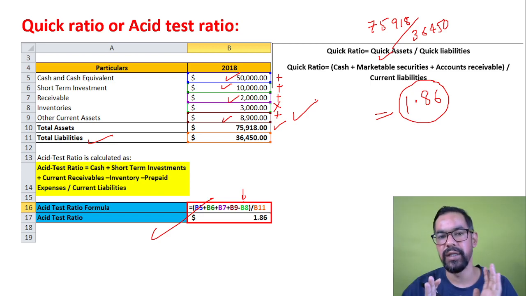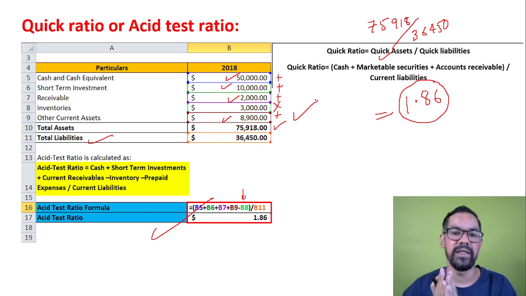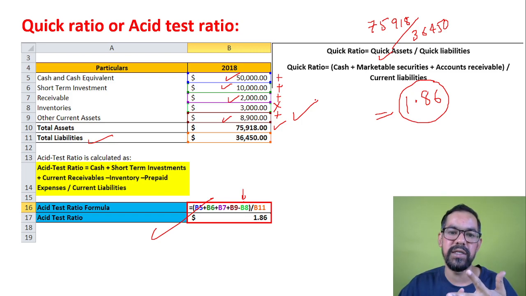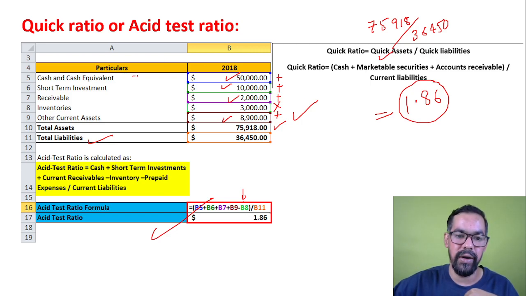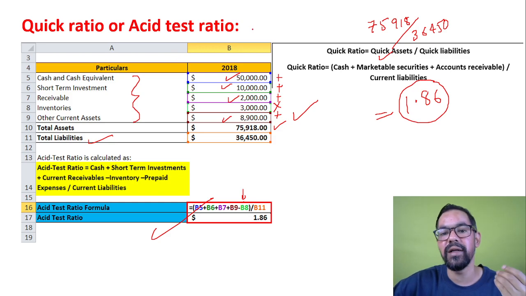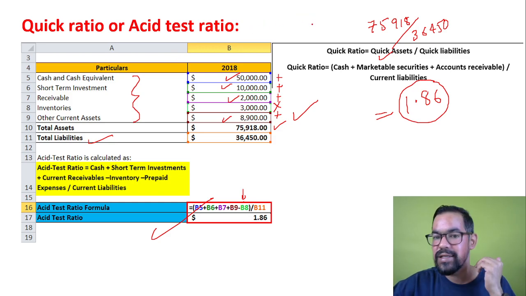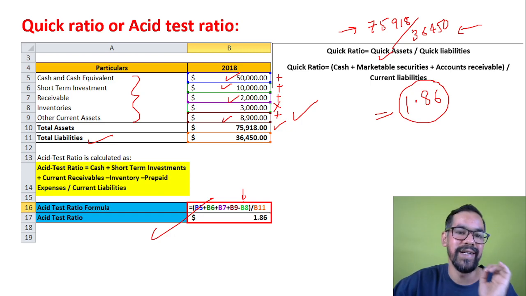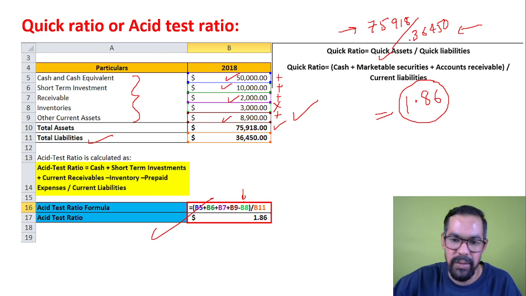I hope you guys are getting these particular things. The only funda to solve these ratios is two things that are very important. One is you need a basic understanding of these particular entries. Like I gave you earlier, the examiner can ask a simple question: this is the current asset and this is the current liabilities, calculate quick ratio or acid test ratio. So your journey becomes very simple.